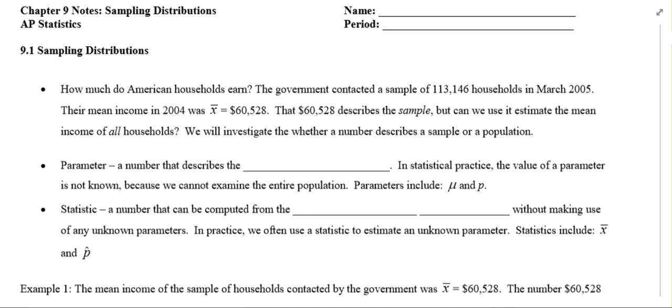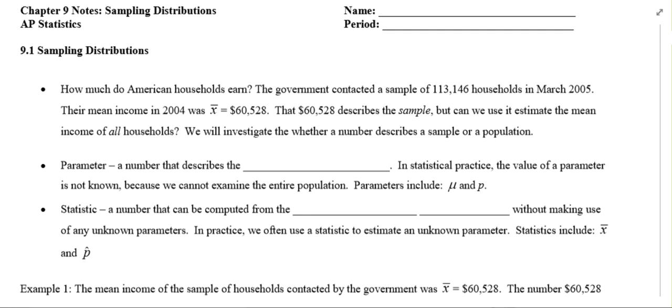All right, so first up, how much do American households earn? The government contacted a sample of 113,146 households in March 2005. Their mean income in 2004 was 60,528. That 60,528 describes the sample, but can we use it to estimate the mean income of all households? That's usually the process we're going through. We have sample data and we want to estimate it for more people, bigger values.